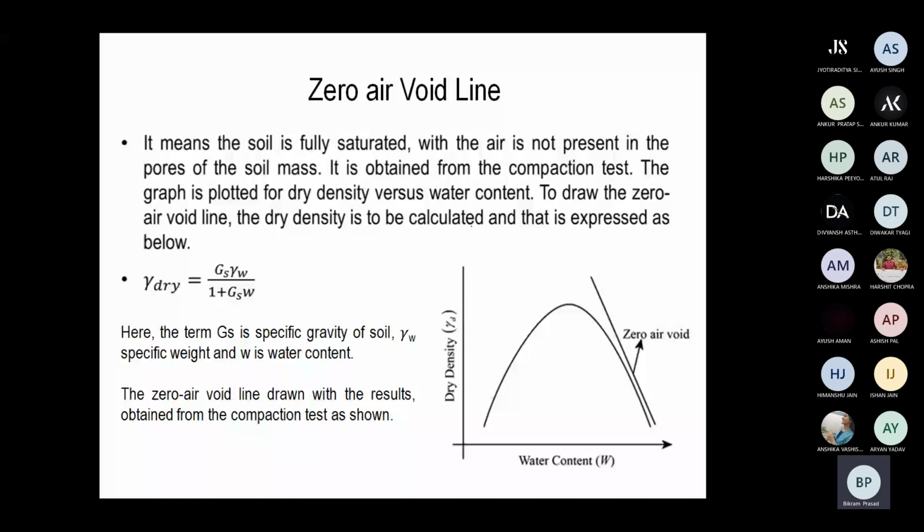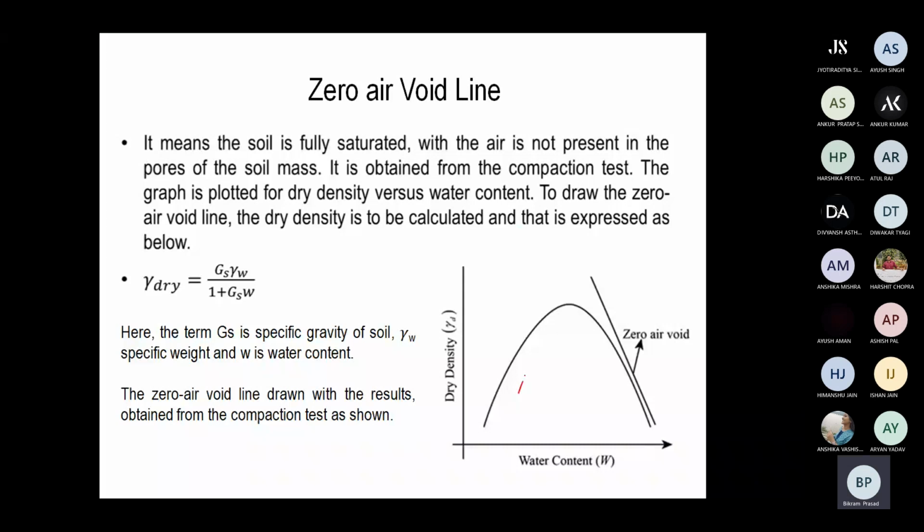Look, dry density we have already covered: Gs gamma w over (1 plus Gs w). Here the term Gs is the specific gravity of soil, gamma w is the unit weight of water, and w is the water content. The line drawn with the results obtained from the computation is shown. So you can see here, this is the graph, and this is the zero air void line.